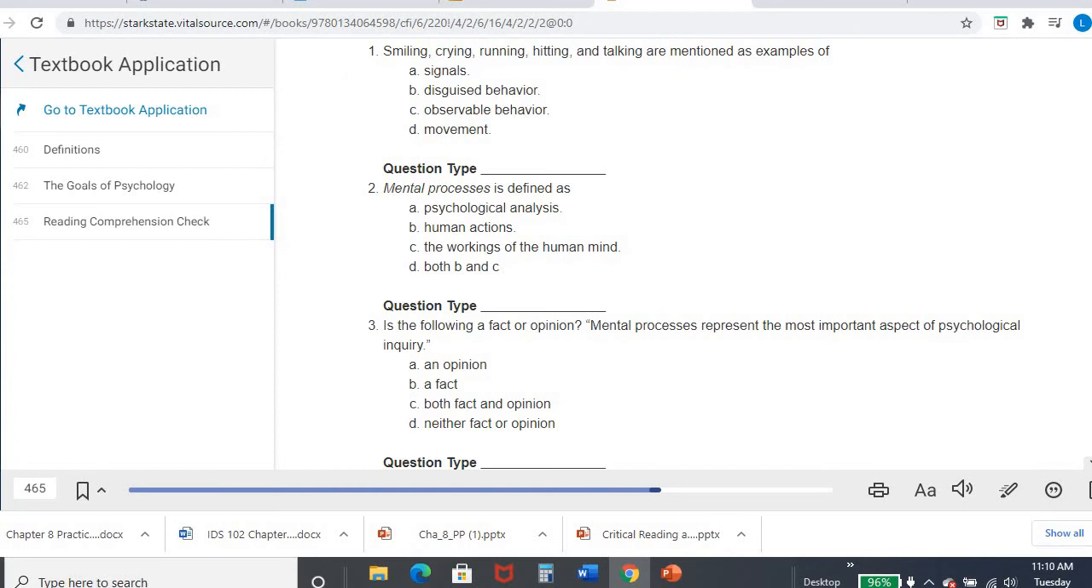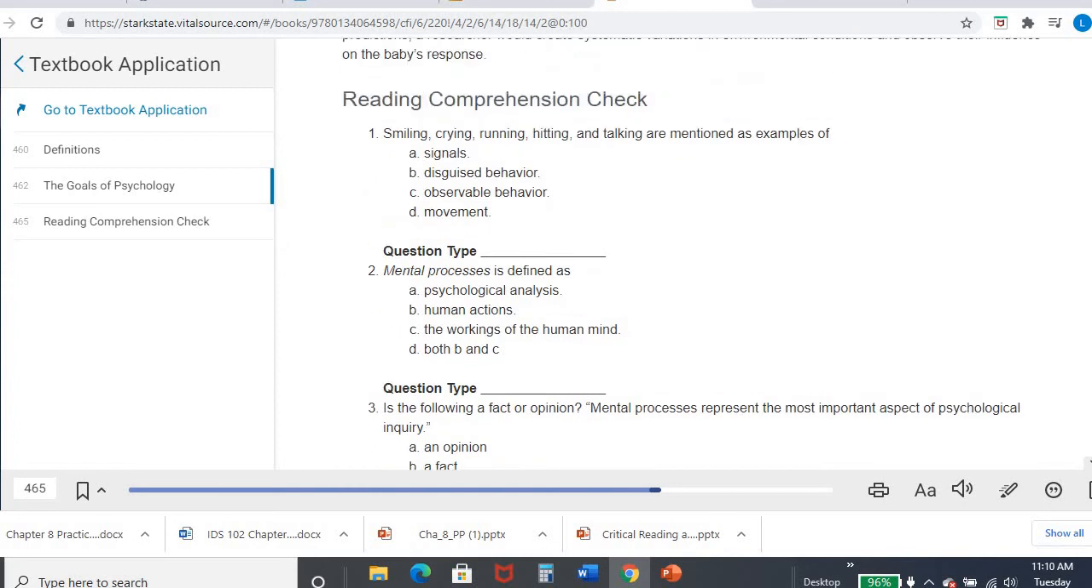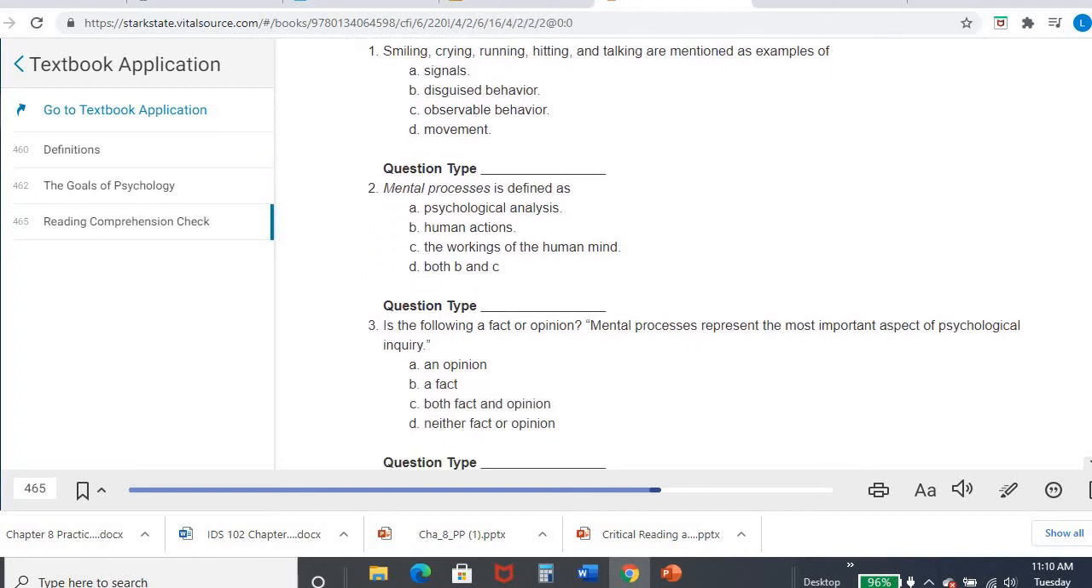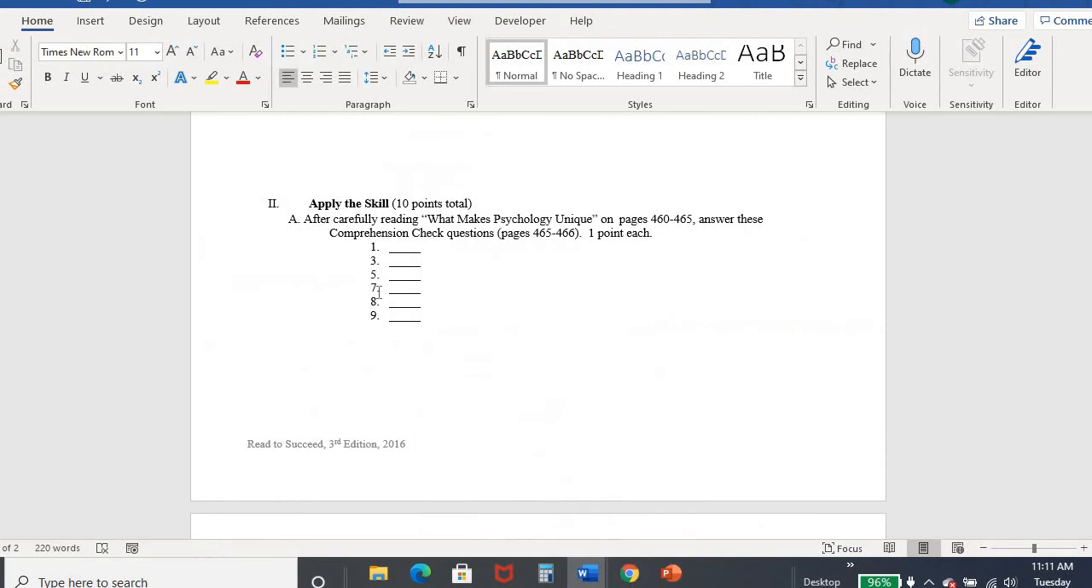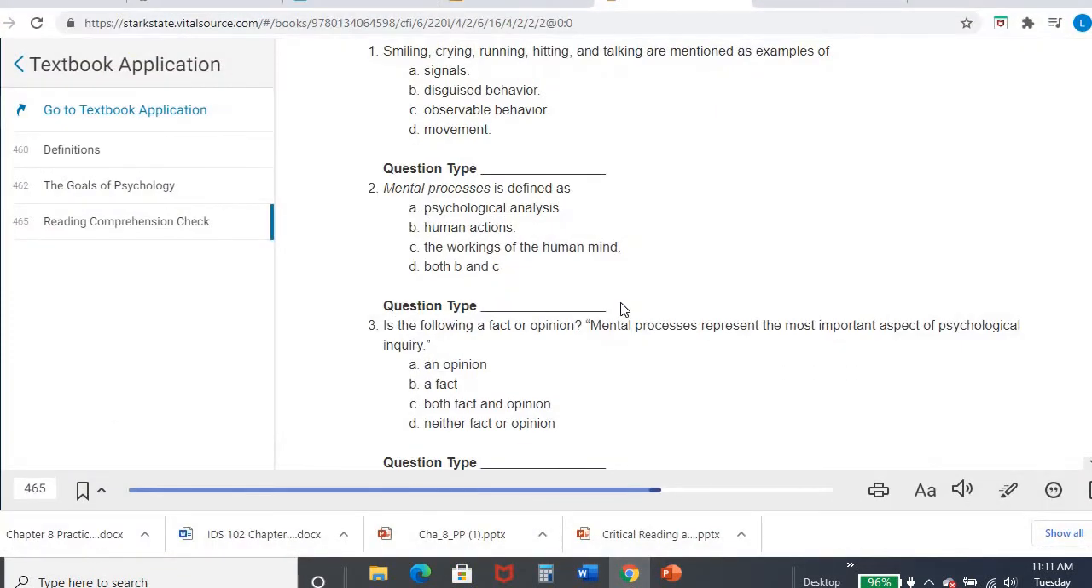All right, hopefully you have read it, and now we're going to come down here and answer. We're going to skip number 1. You are doing number 1, so make sure you do it, but I'm going to skip it for now. I'm going to go to number 3. Is the following a fact or opinion? Mental processes represent the most important aspect of psychological inquiry. So what do we think? Hopefully you're seeing this qualifier phrase, most important, because another psychologist might say, nope, I don't think that's the most important thing at all.